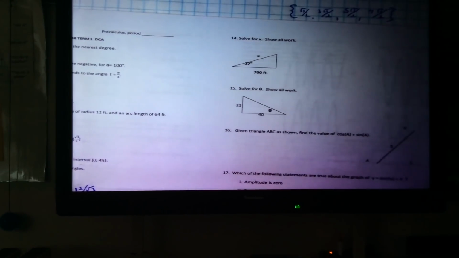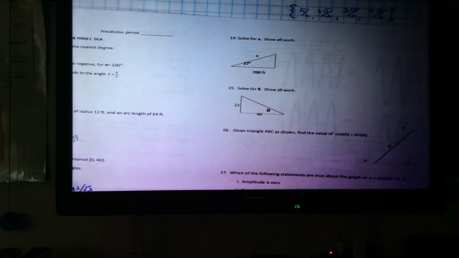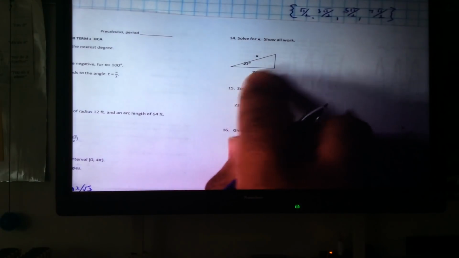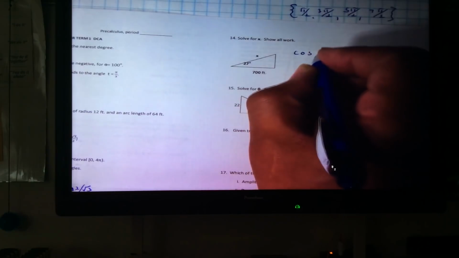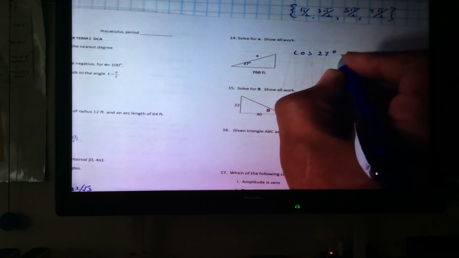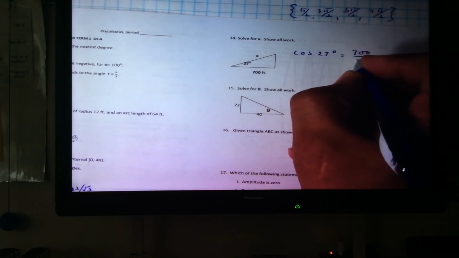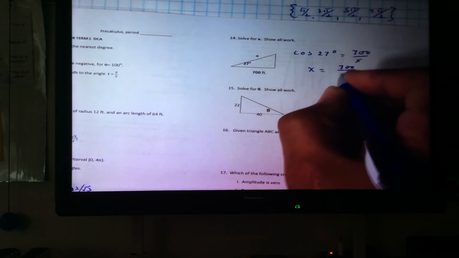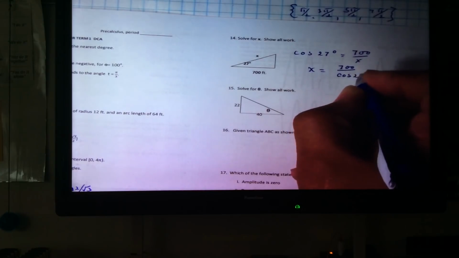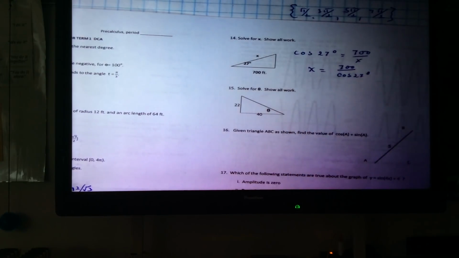Now, do we need to do number 14? It's the same, right? It'll be pretty much the same. Only now we've got cosine, adjacent over the hypotenuse. Cosine of 27 degrees equals 700 over x. So x is going to be 700 divided by the cosine of 27 degrees. Put that in your calculator and get your answer.